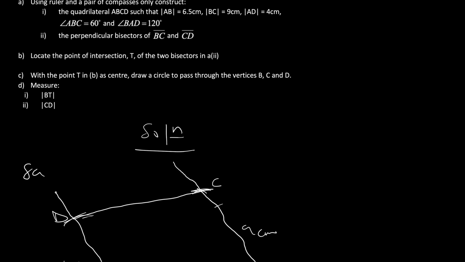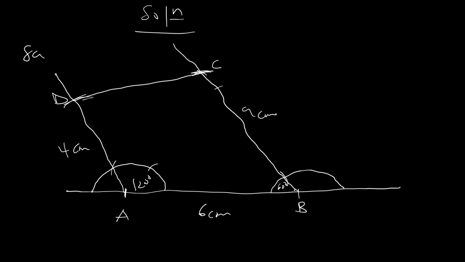Now for A(ii), we construct the perpendicular bisectors of BC and CD. So we stand at B and open more than half of the length of BC. Then we construct our arcs. Then with the same length, we stand at C and construct our arcs. And we join our points.